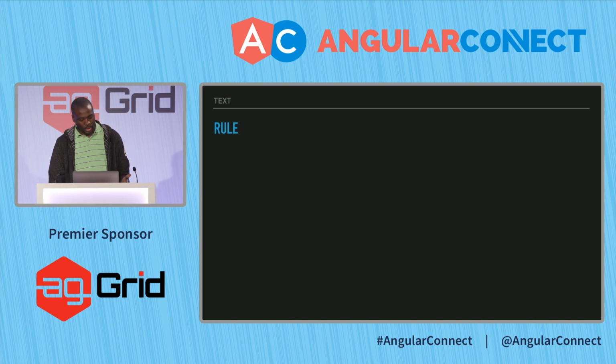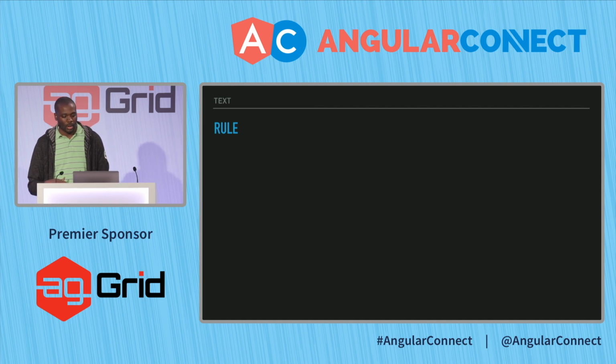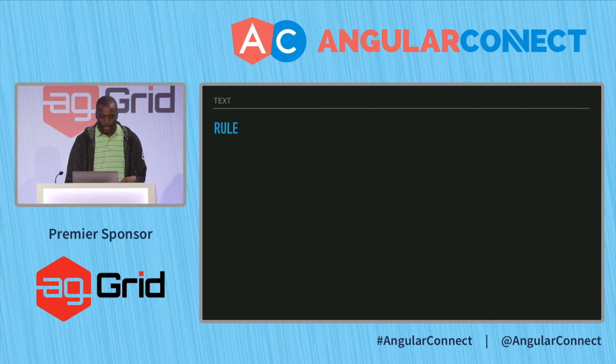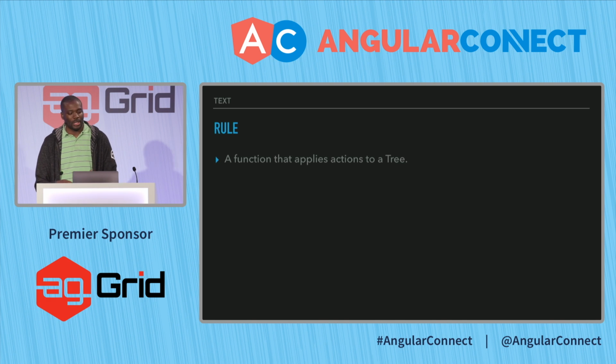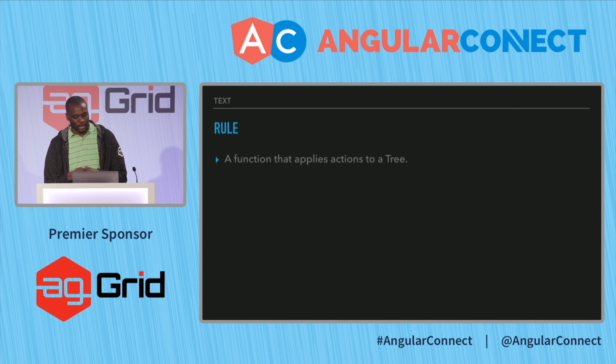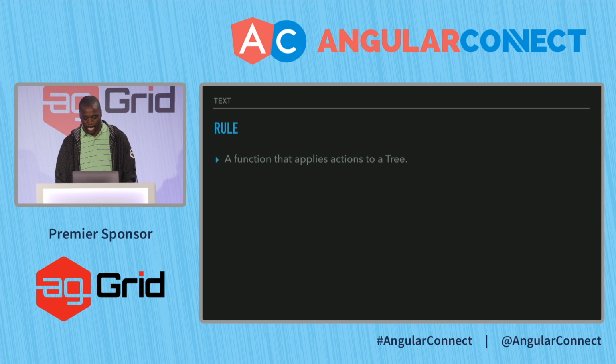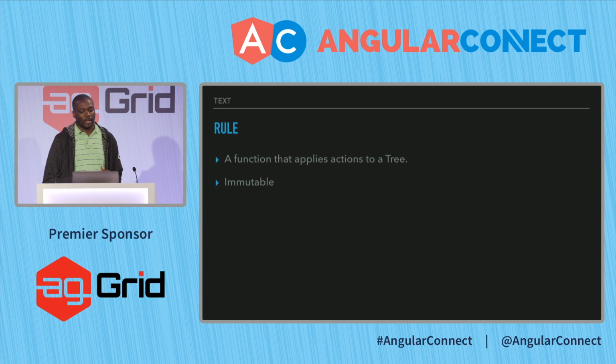The next one is a rule. So the bulk of what you'll do with schematics are rules. And a rule is a function that applies to a tree. Most of the time you write functions that return a rule, and that will get applied to the files that are in your tree, some files you want to operate on. And they are immutable. So rules don't modify the existing tree. They return a new tree whenever they perform an operation in that staging area on it.